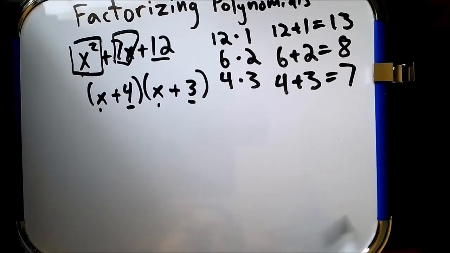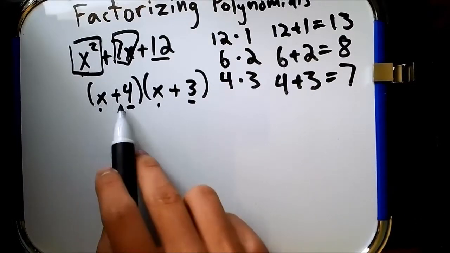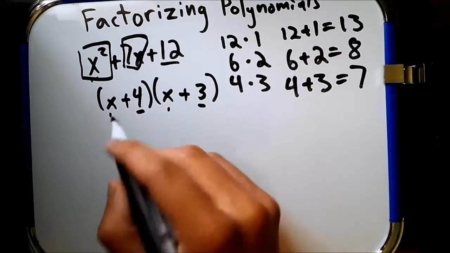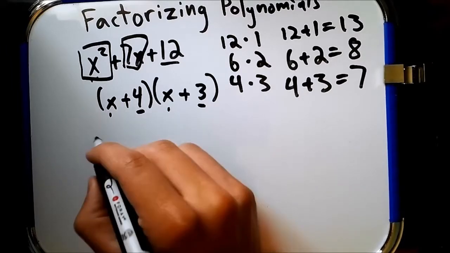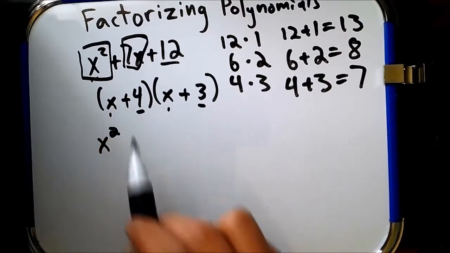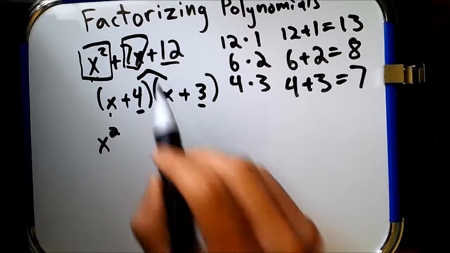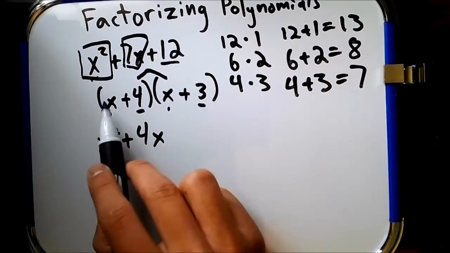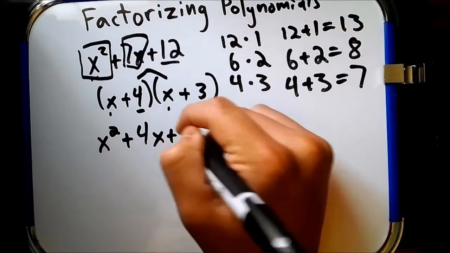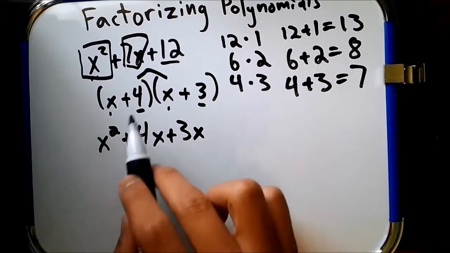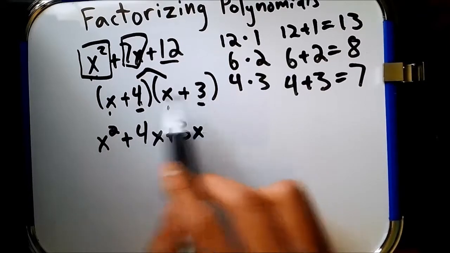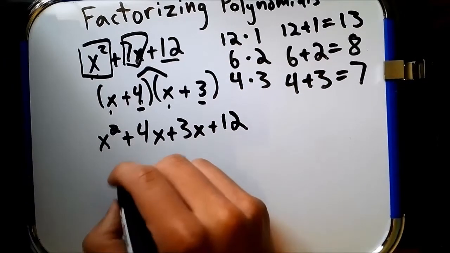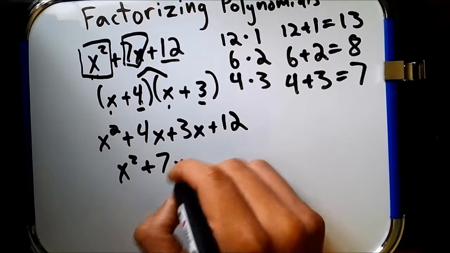So I can redo this to prove to you that x plus 4 times x plus 3 is equal to this polynomial up here. So if we multiply the first terms together, we'll get x squared. Now if we multiply these two right here, we'll get plus 4x. If we multiply the outer two, we'll get plus 3x. And if we multiply the last two, only the integers right there, we'll get plus 12, which is also equal to x squared plus 7x plus 12.